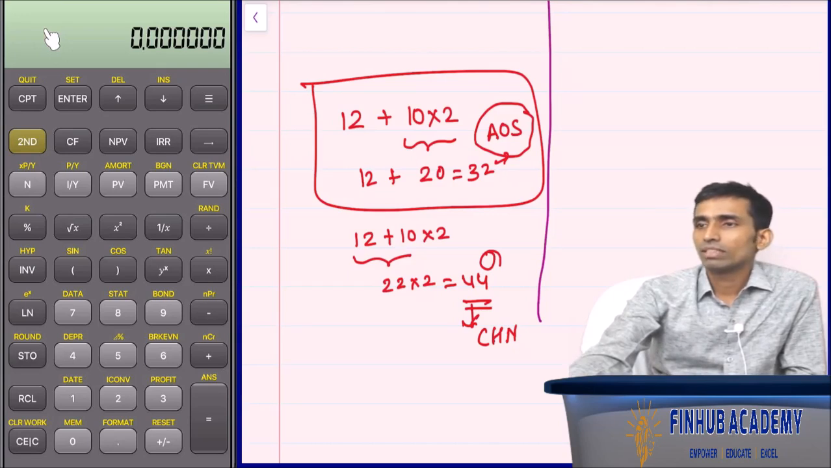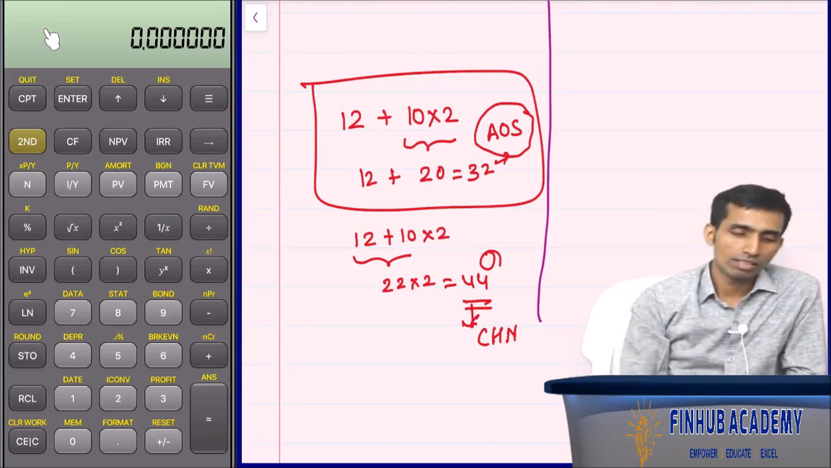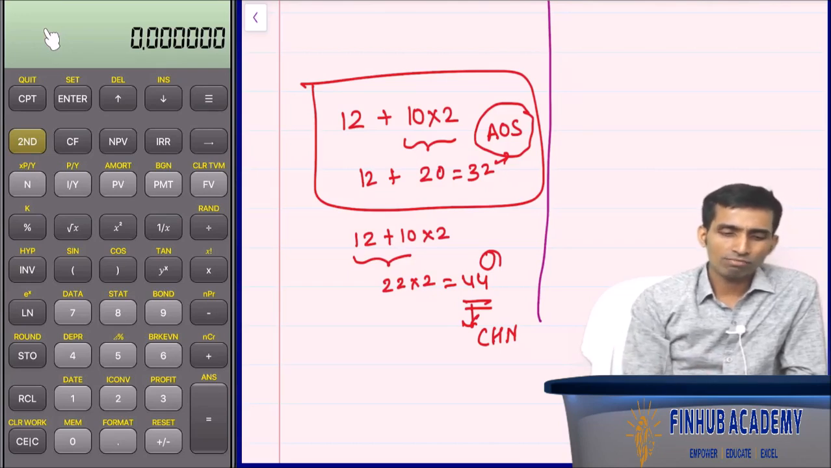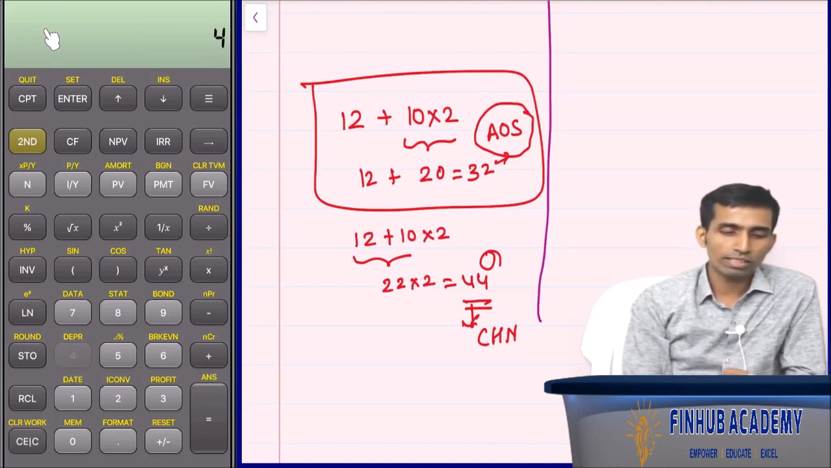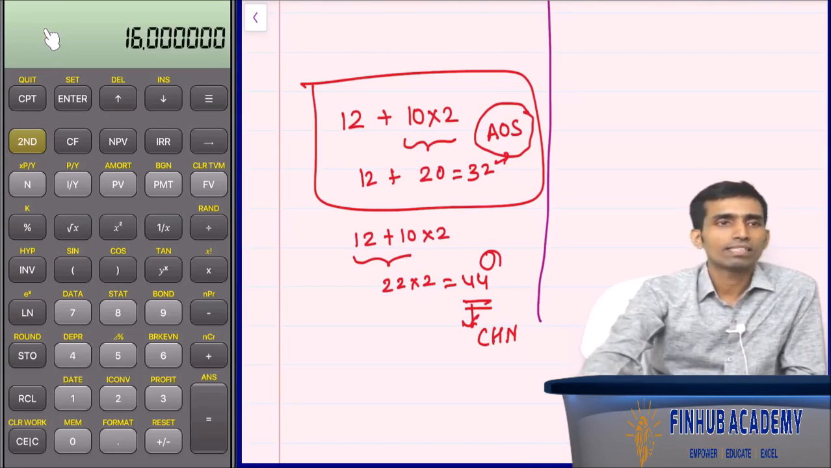Now, basic operations we know: plus, I'm not focusing on this. Here is minus, here is multiplication, here is division. So we know all these things. Correct? Now let's say I want to do 4 square. So I will press 4 here. Square is here. See here, square. Correct? This is my square button.